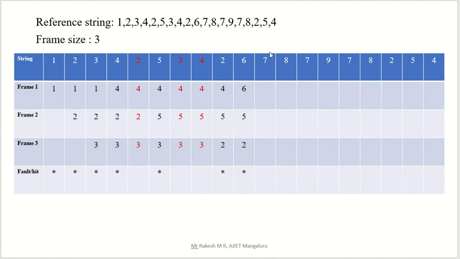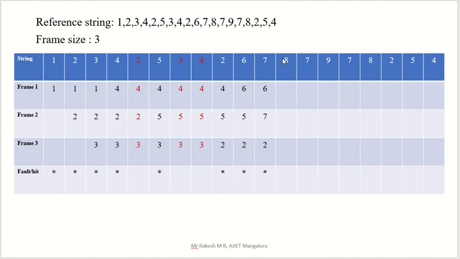Now 7 is required. CPU is asking 7, but is 7 here? No. In 3 frames 7 is not there. So we have to replace one of the pages. Which frame do we have to replace? Same thing, FIFO. 6 5 2, we have to check only these three numbers. 5 2 6. Out of this 5 came first, that's why replace 5. So replace 5 and add 7 here. Now this is also a page fault.